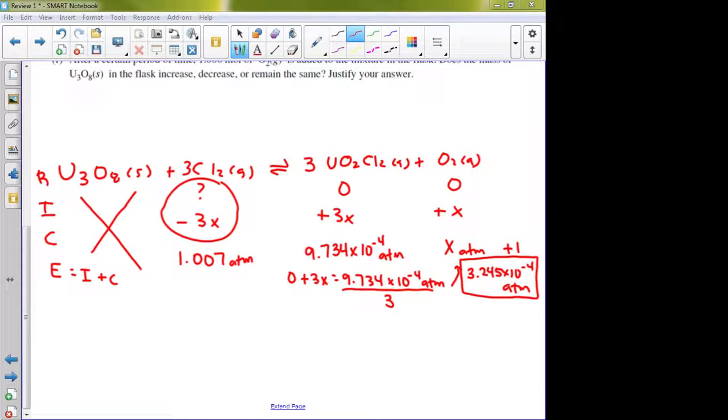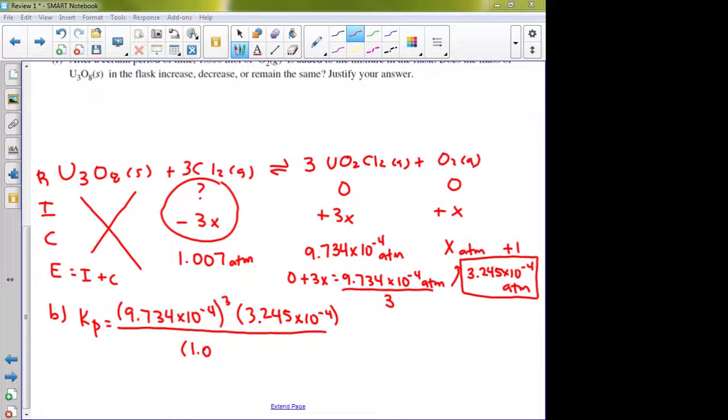So question B turns right around and says, okay, so now calculate the value of Kp. Can I do that? Do I know all of my pressures at equilibrium now? Yes. So I just say, okay, well, Kp is equal to products over reactants. So I'm going 9.734 times 10 to the negative 4, and I'm going to cube that, correct? Yes, because there's 3. Times, I now found oxygen to be 3.245 times 10 to the negative 4, divided by 1.007. And I'm also going to cube that, because there's 3 there. Does everybody see that?